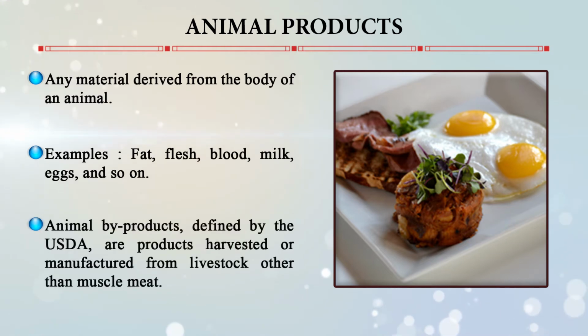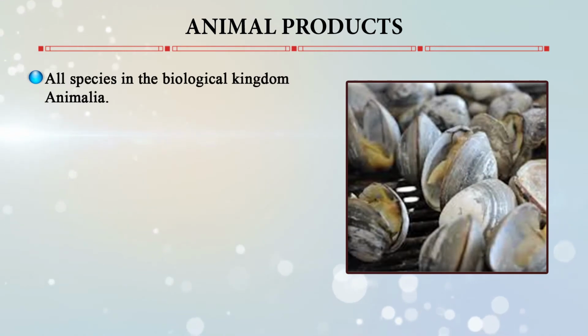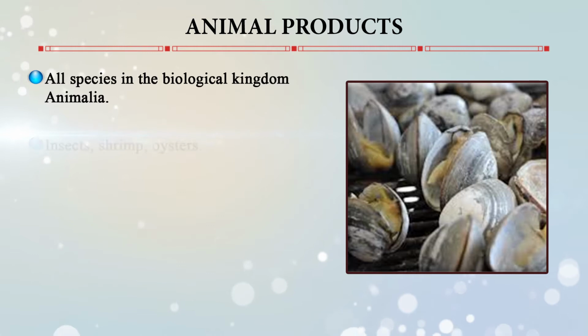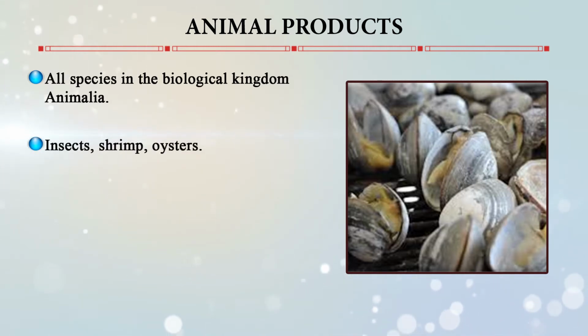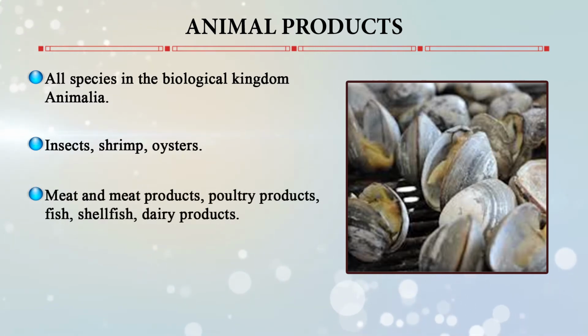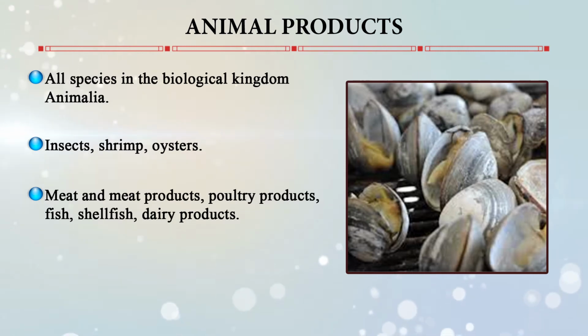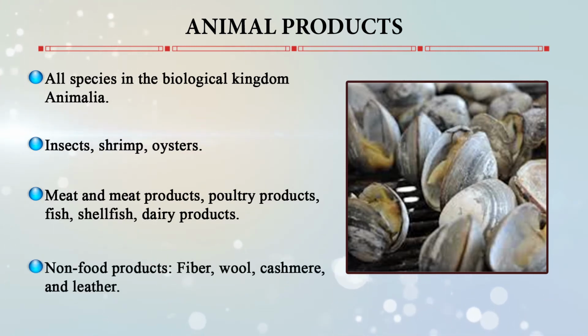Now animal byproducts, as defined by the USDA, are products harvested or manufactured from livestock other than the muscle meat. All species in the biological kingdom Animalia come under animal products. That can also include insects, shrimps, and oysters. Meat and meat products, poultry products, fish, shellfish, what you see in this figure is a shellfish, dairy products. Non-food products we also obtain from animals are fiber, wool, cashmere, and also leather products.